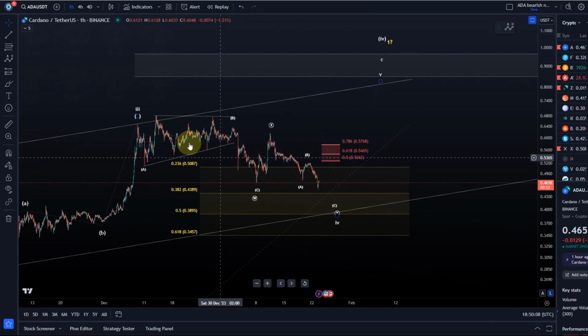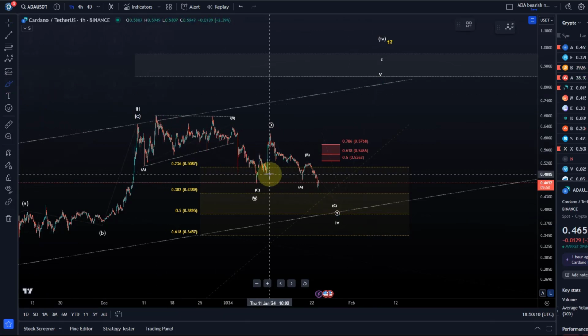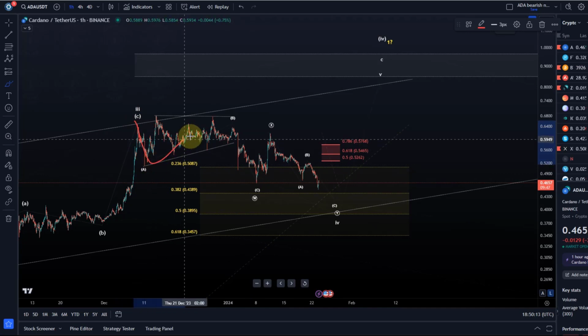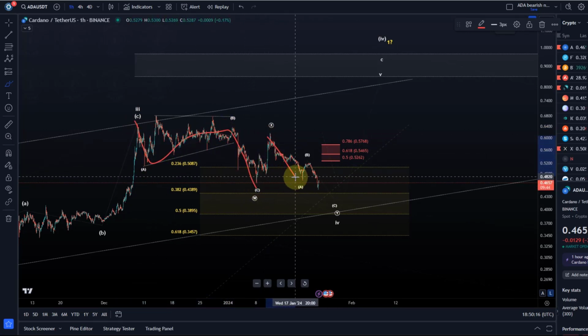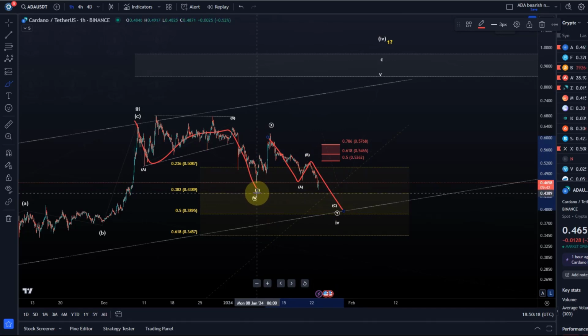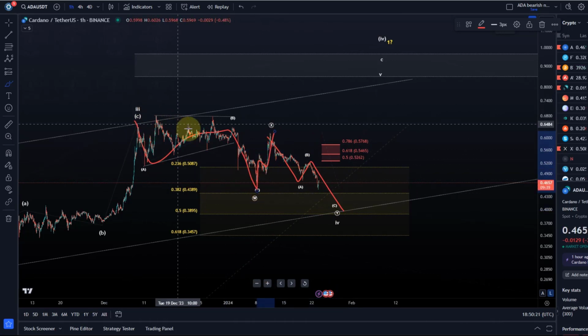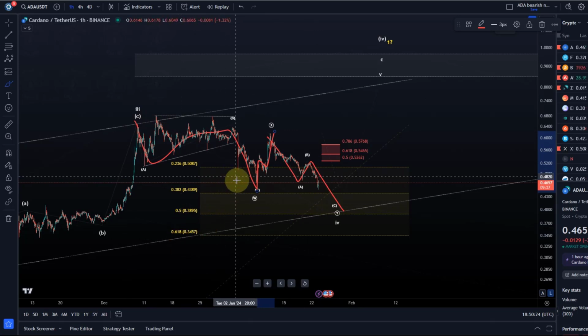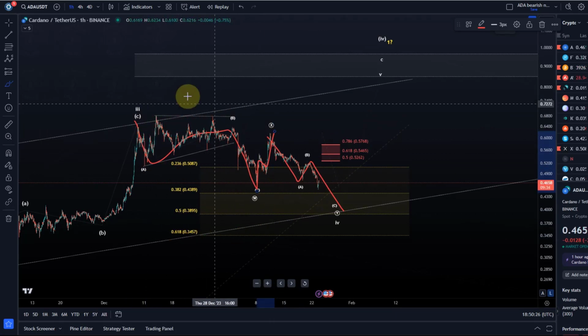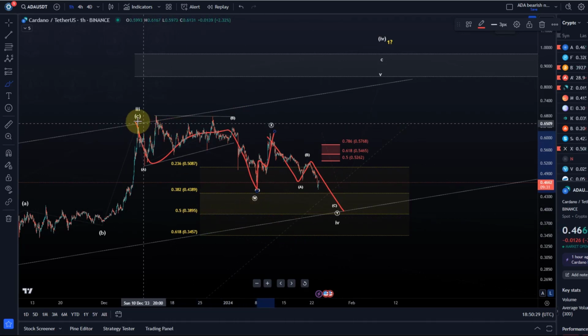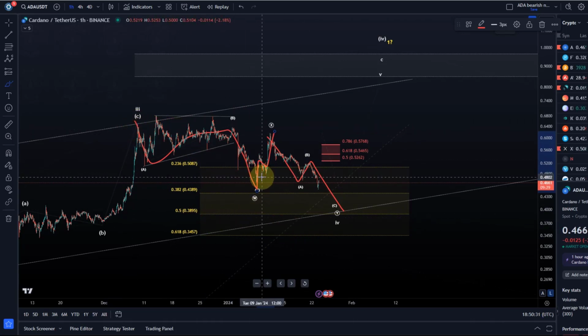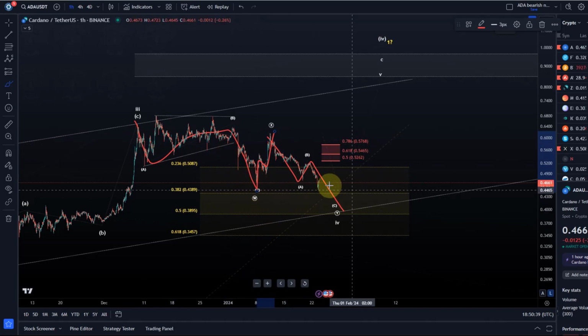So the entire structure basically turns into a combined ABC structure, where we have an initial ABC here and we have another ABC here, and it's connected through an ABC, and that forms basically a double zigzag pattern. Or it's actually not a double zigzag, because this here is not a zigzag. It's a combination pattern where the wave W is a flat ABC in a flat structure. You can count it different ways. Doesn't matter. It's just labeling. It doesn't matter if we call it double zigzag or double combination or whatever.